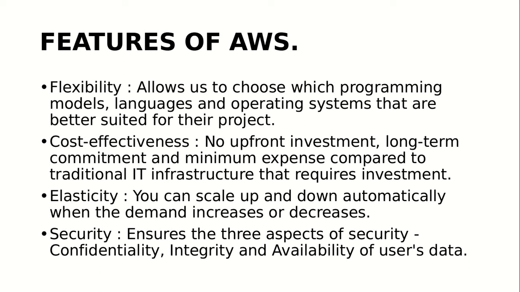Three, elasticity. You can scale up and down automatically when the demand increases or decreases. You can increase at any point of time, and likewise you can decrease at any point of time as and when your demand changes. And finally, security. It ensures the three aspects of security, which are confidentiality, integrity and availability of users' data. So there's a big emphasis on security from the user's perspective, the confidentiality of the users and maintaining the integrity of the users' data.